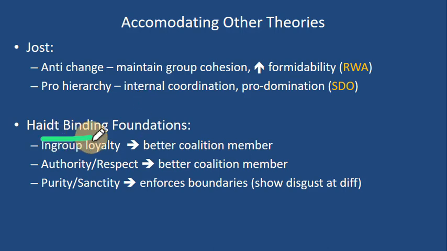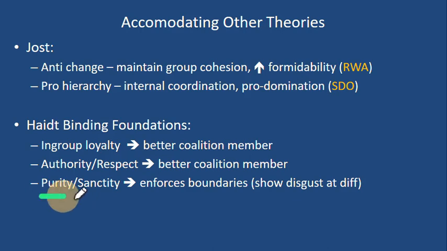Then when you look at Haidt's moral foundations theory, the three hallmarks he has of the binding orientation are in-group loyalty, authority, respect, and purity, sanctity. The first two would make you a better coalitional member. So if you're somebody that showed in-group loyalty or you showed respect for authority, other people would say, hey, he's the kind of guy I would want in my coalition.